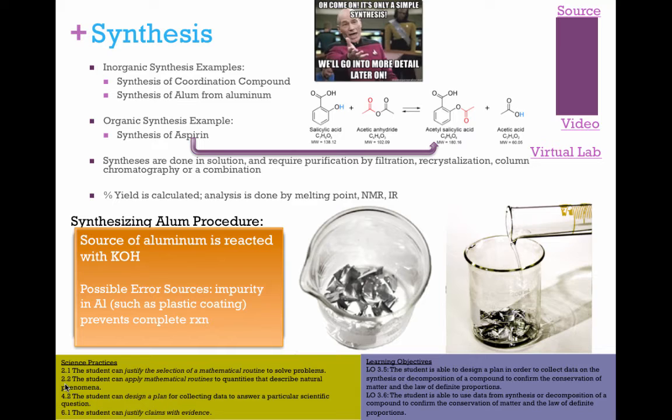Synthesis. You guys did alum Friday. Yay. This actually is a big AP lab. They love talking about alum, so good thing you guys just did it. Remember, you guys had aluminum. You didn't use foil, you used pop can. Possible sources of error were impurity in aluminum, like the plastic coating. What did you guys do to make sure that you didn't have that?